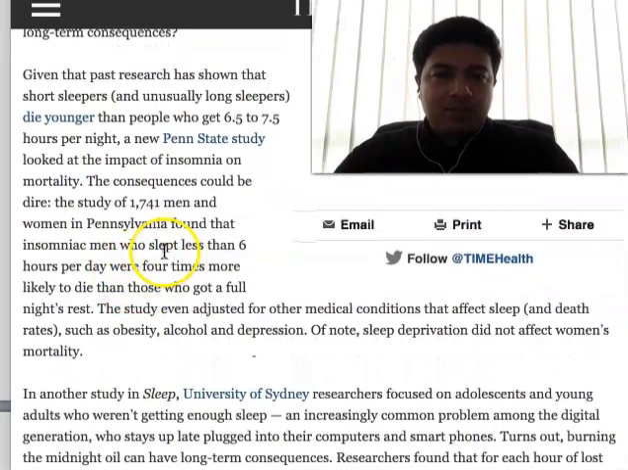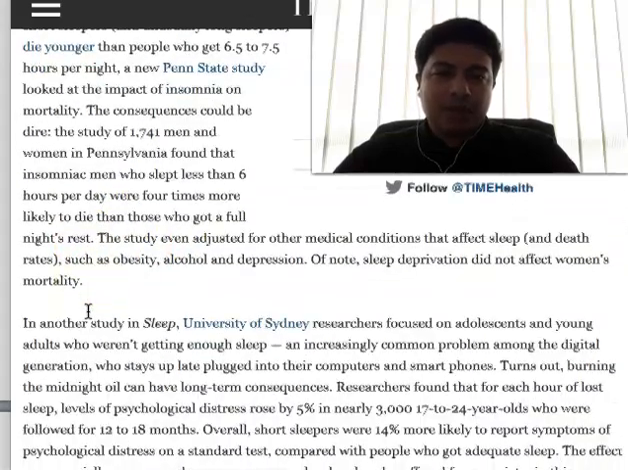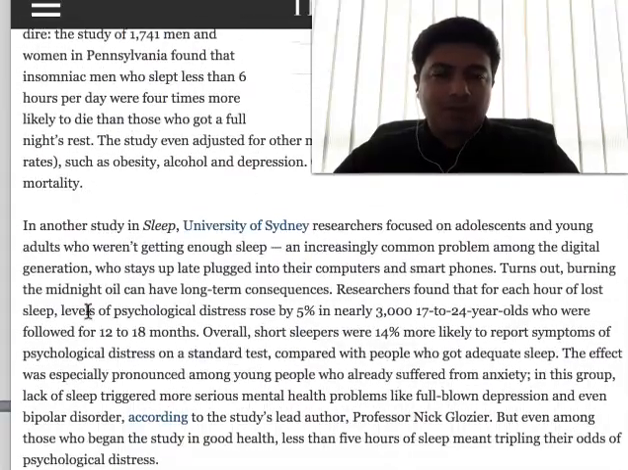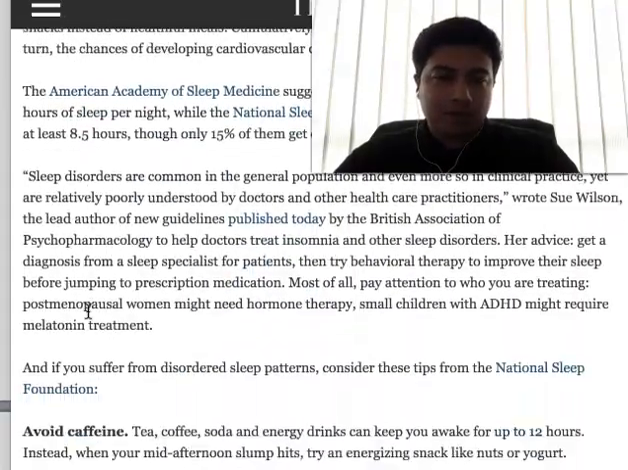So it says that people who sleep less than 6 hours per day were more likely to die than those who got a full night's sleep. So that could be the first point. And the second, third, fourth, or fifth point would be in other paragraphs.